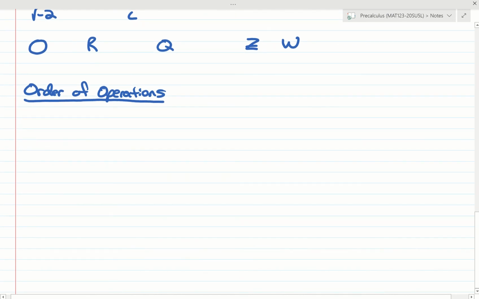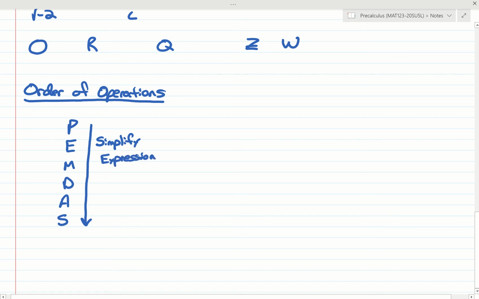And with order of operations, generally people remember the acronym, please excuse my dear Aunt Sally. So when we're simplifying expressions, we go this way. When we solve an equation, we go this way. The difference between an expression and an equation is an equation has an equal sign. So that's the difference. But what we're going to be doing is we're going to be simplifying expressions.